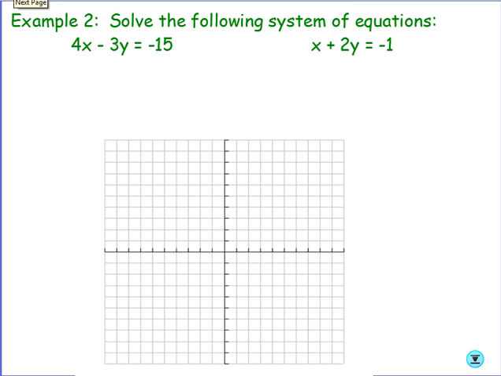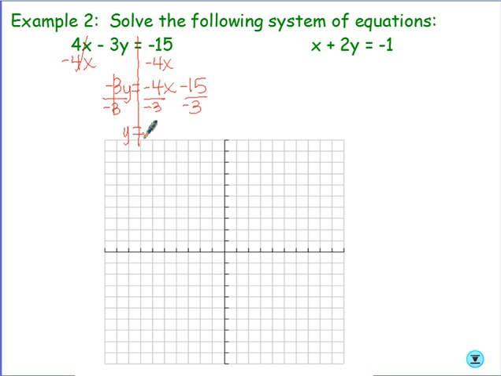Okay, so let's see how you did. Put on my line. We know we need to move the X, so I'm going to subtract 4X. That leaves me with negative 3Y equals negative 4X minus 15. Divide everything by negative 3.